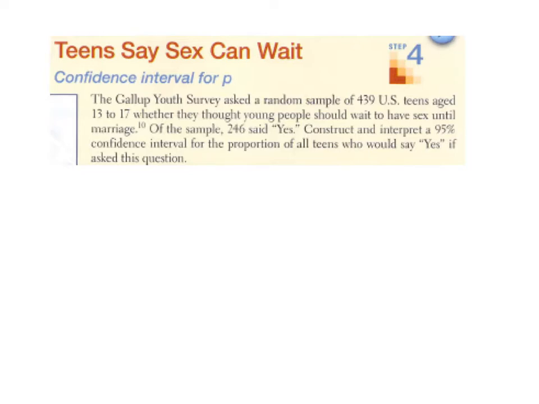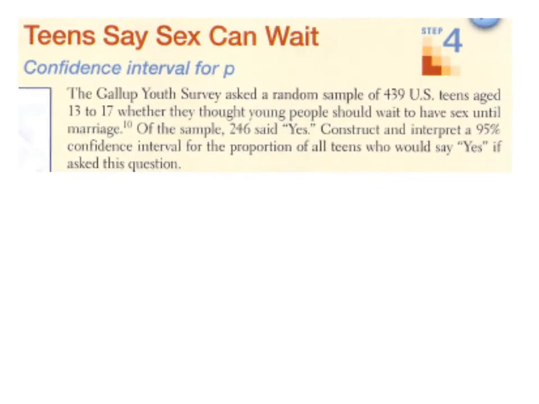Remember I told you, if you're doing these problems right, half your problems are going to take up half a page or more. So we're going to go all the way through the 4 steps with this problem here. The setup is that the Gallup Youth Survey asked a random sample of 439 U.S. teens aged 13 to 17 whether they thought young people should wait to have sex until marriage. Of the sample, 246 said yes.